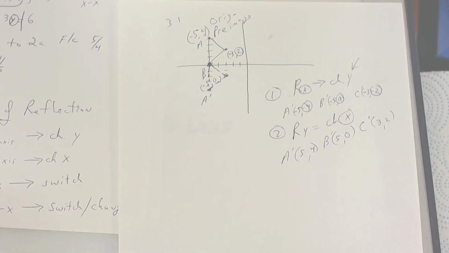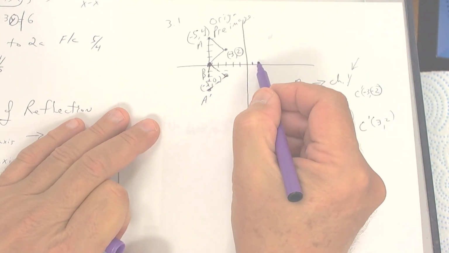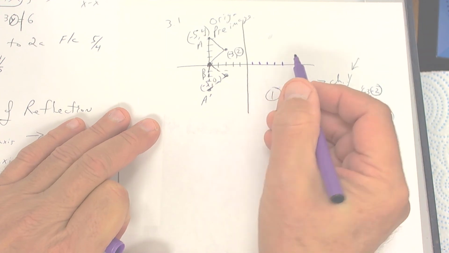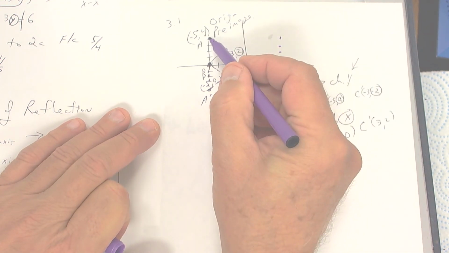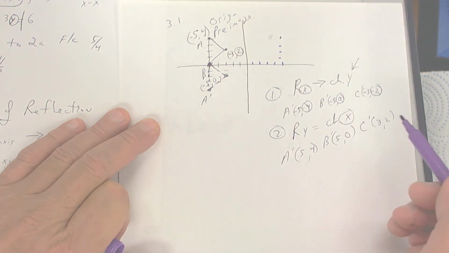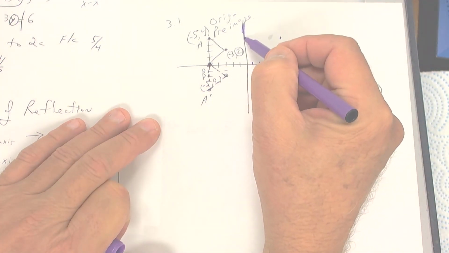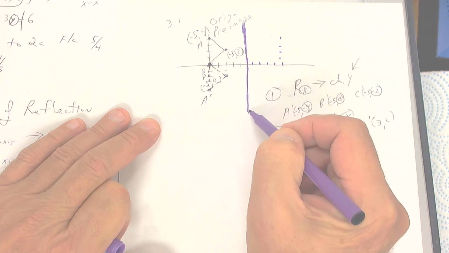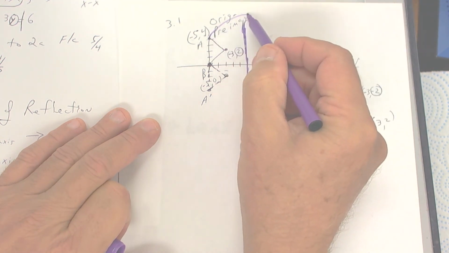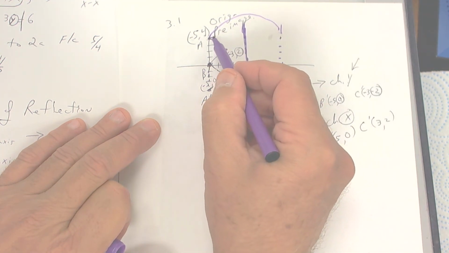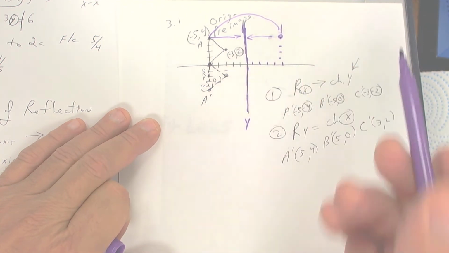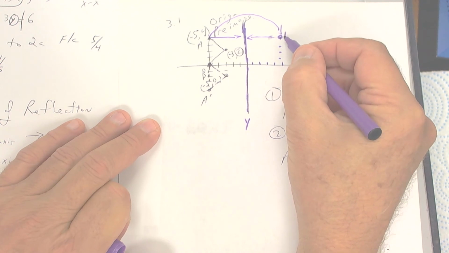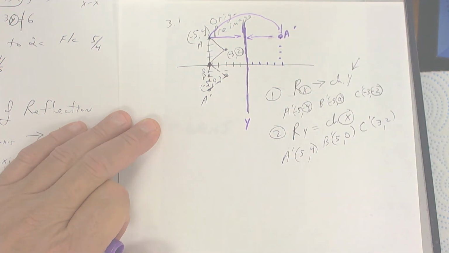So you're going to go over 5, up 4. 1, 2, 3, 4, 5. 1, 2, 3, 4. So this point is going to flip over the y-axis, which is this axis here. That's your y. And it's going to flip over here. So the distance from here to here should be the same as the distance from here to here. So put A prime here. Okay? Watch the next one.